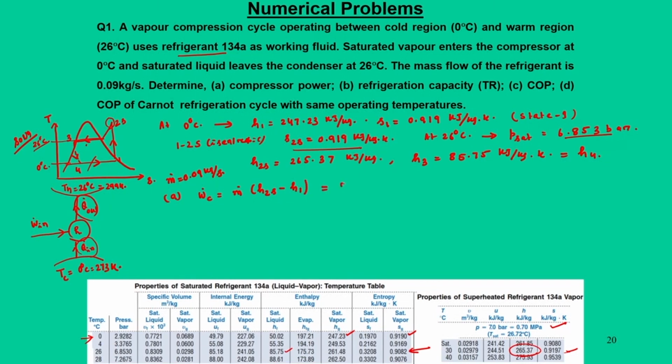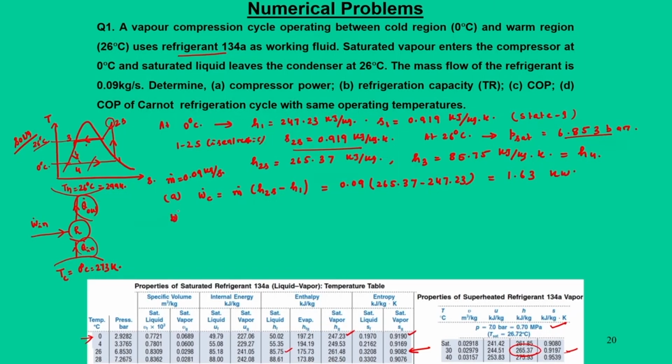So, m dot is 0.09, H2S 265.37 minus 247.23. So, this number is 1.63 kilowatt.